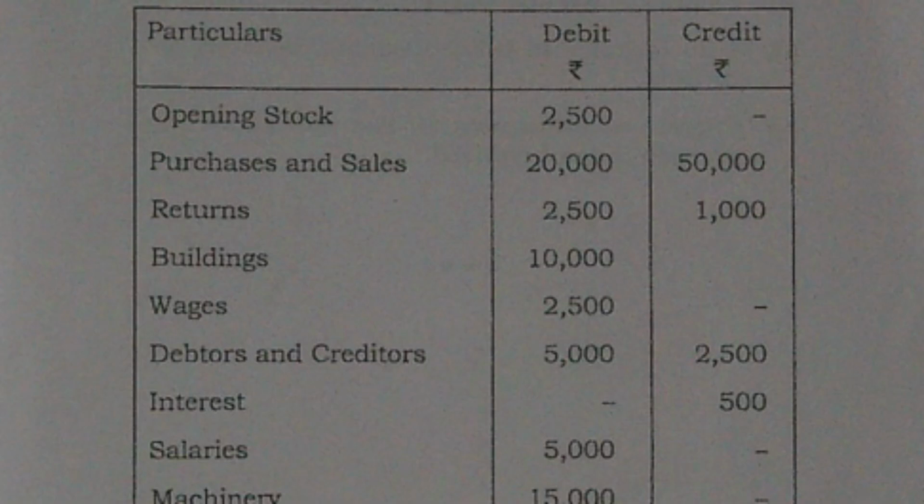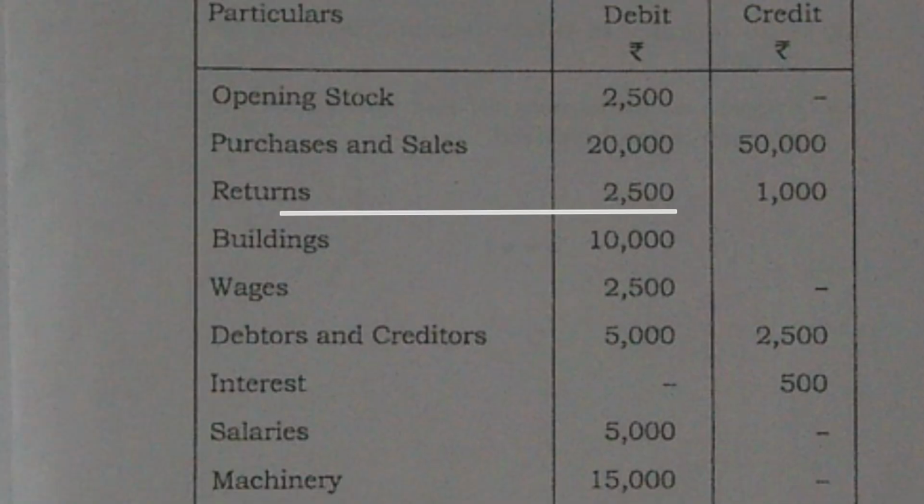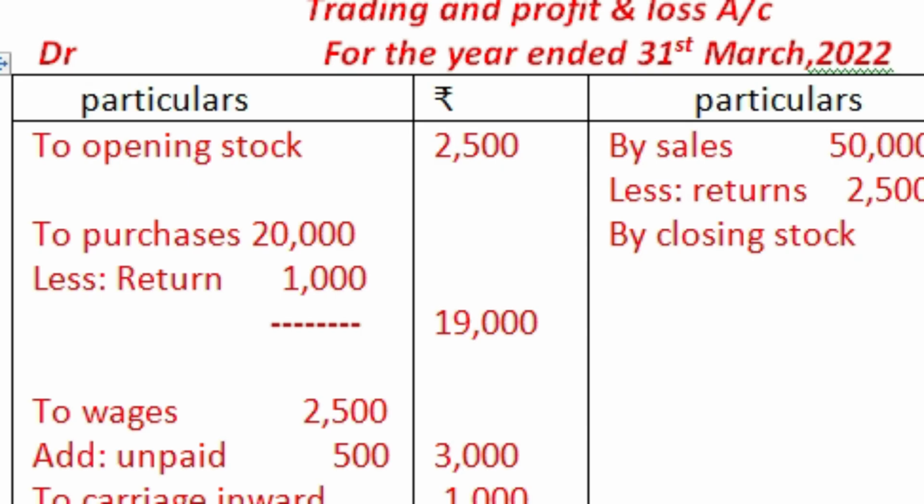And this is purchase, 20,000. Returns of 1,000 are deducted from purchase. A return with a debit balance is a sales return, and with a credit balance is a purchase return. So from 20,000, 1,000 worth of goods returned is deducted from purchases. And goods worth 50,000 were sold and 2,500 were returned by the customer. This is the sales return, 2,500 less from 50,000, and 1,000 less from 20,000, as done in the solution.